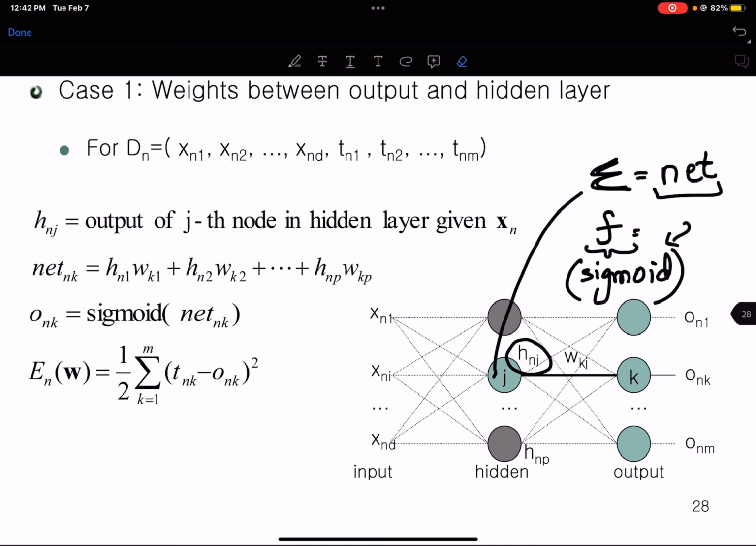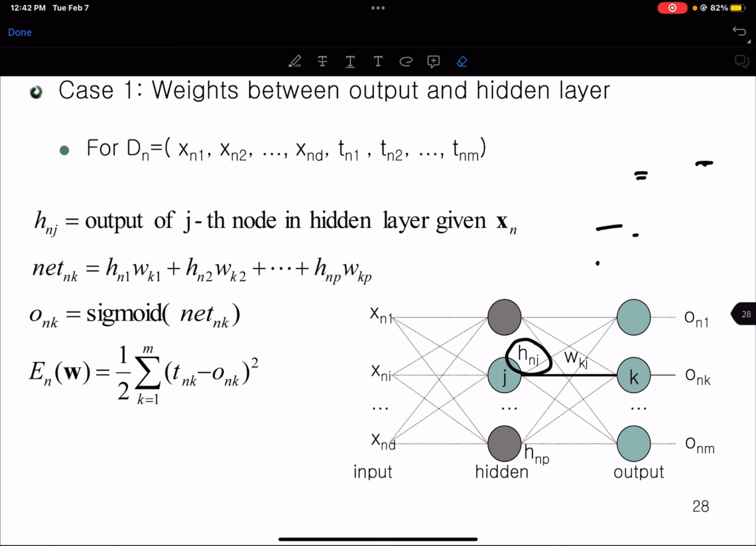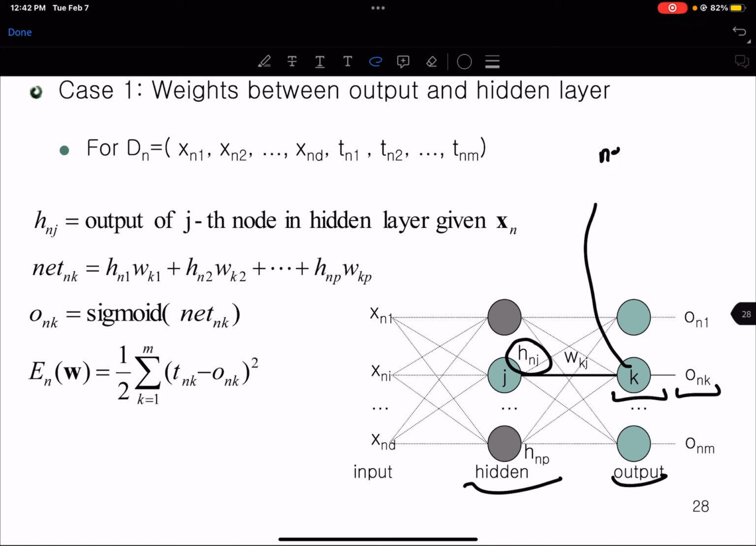So the weights we are first going to calculate are between the output and the hidden layer. This is case 1. So what about here at the node k? First part will be net, or the summation part, and the next will be your f part, or the sigmoid part. And what will be the net part?